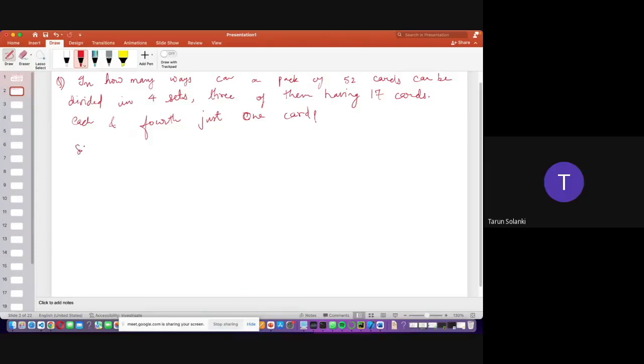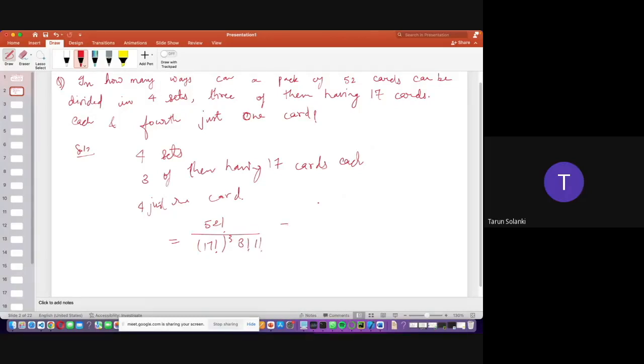So here, since the cards are to be divided into 4 sets, and three of them having 17 cards each, and the fourth just one card, so that is 52 divided by 17 factorial 3, 3 factorial 1 factorial, so that is 52 factorial divided by 17 factorial cube into 3 factorial.